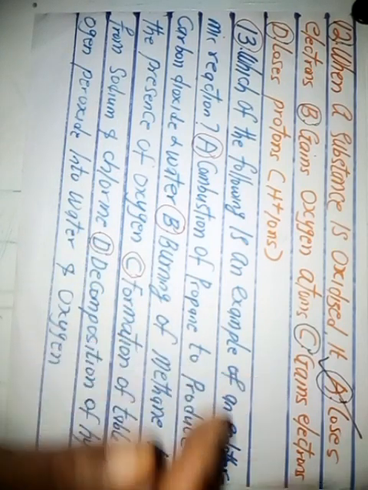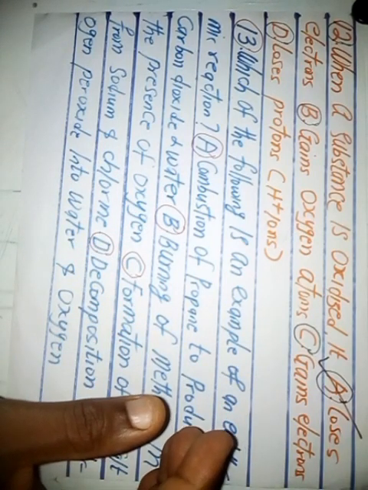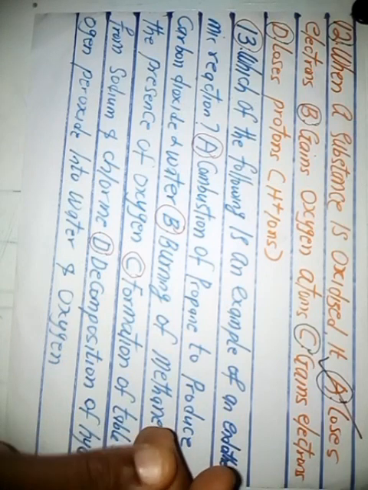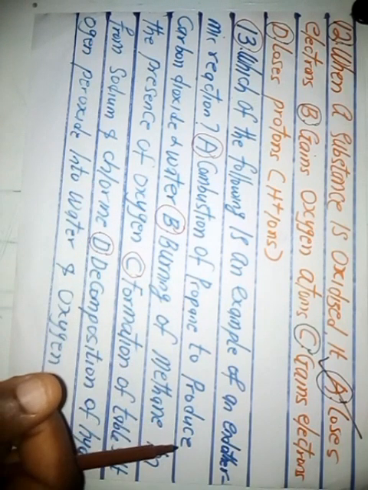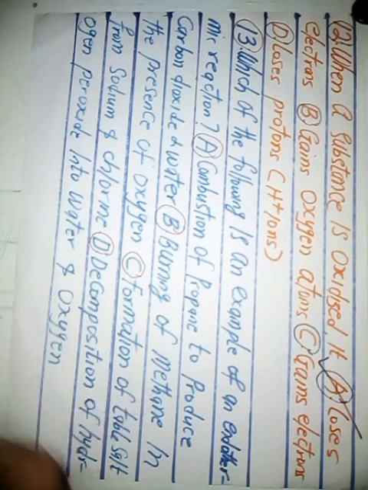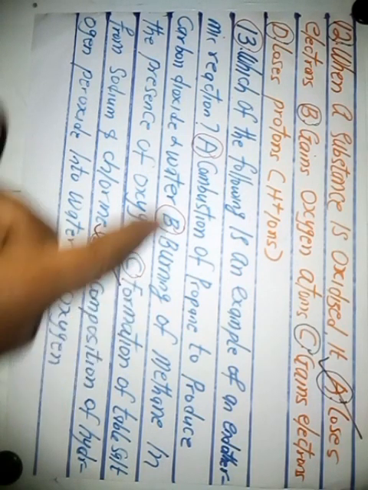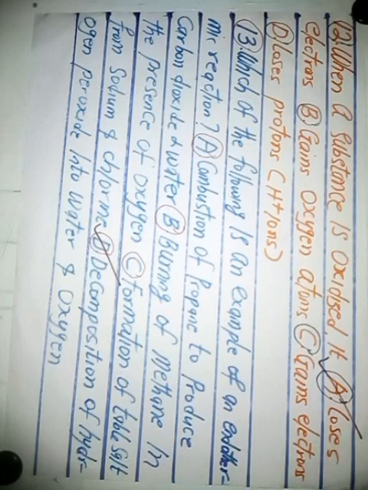Remember, endothermic reaction, it is absorbed from the surrounding, while exothermic, it is given out or liberated to the surrounding. So combustion of propane, of course, this is an exothermic reaction. Burning of methane, this is exothermic. Formation of table salt, this is exothermic. Then the last one, decomposition of hydrogen peroxide into water and oxygen, this is an endothermic reaction. This one, heat is absorbed from the surrounding, while the other options, it is liberated or given out to the surrounding.